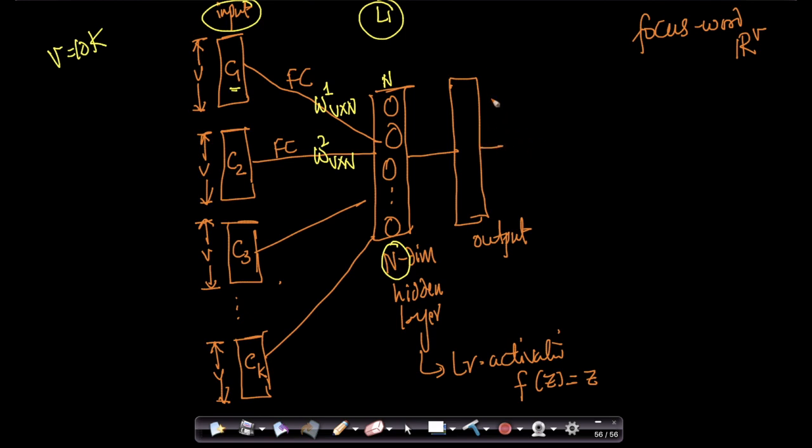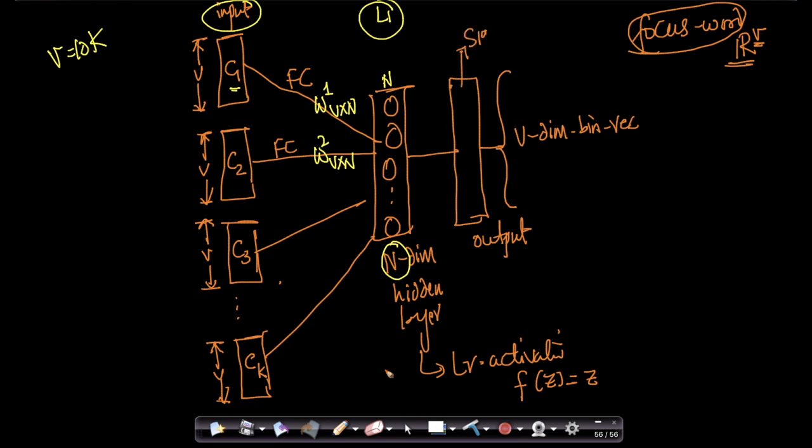My output that I get here needs to be a V-dimensional binary vector, ideally. Because I'm trying to predict the focus word, and the focus word is represented with one-hot encoding. The focus word is also represented as a V-dimensional binary vector, right? So the activation unit that I use here is basically not sigmoid, sorry, it's basically my softmax.